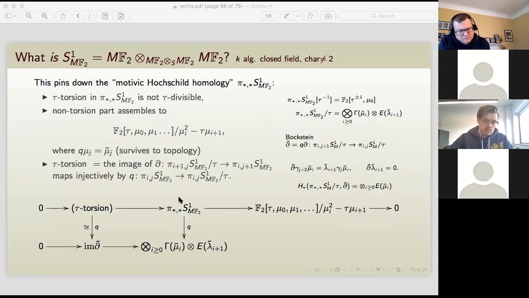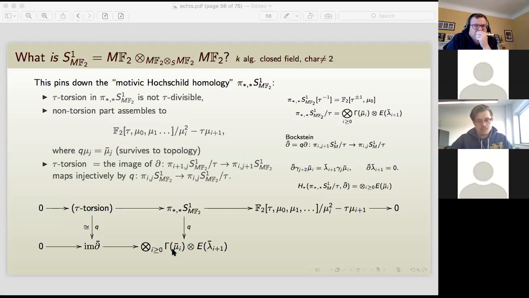Our holy grail, Mackey topological Hochschild homology, sits here. It maps to the torsion-free part, which is this mirror image of what Bökstedt got. The only difference is that there is a tau here, and there's the torsion part. The torsion part by Q is mapped isomorphically to the image of the Bockstein. And the image of the Bockstein then, of course, maps injectively into this. This is the mod tau Mackey topological Hochschild homology, but it's precisely given algebraically as a divided power algebra tensor an exterior algebra.